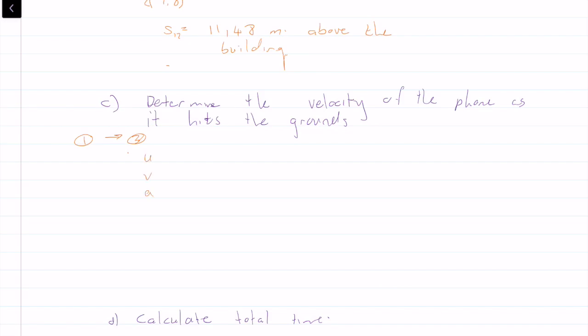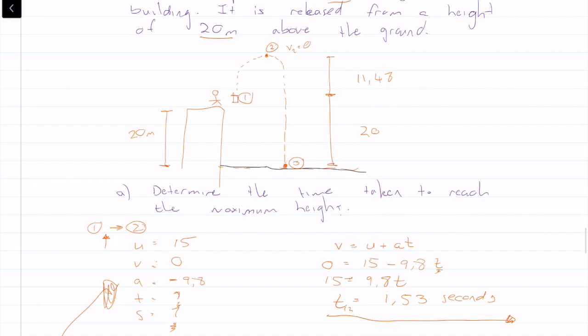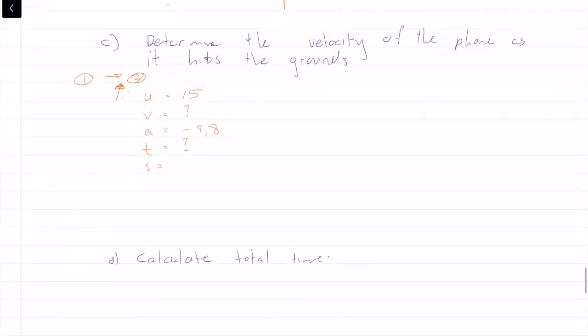So if we draw up our UVAT, I'm going to take upwards as being positive once again. Our initial velocity was 15 meters per second. Our final velocity is the unknown, which I'm looking for. Our acceleration is minus 9.8 meters per second squared. The time is also unknown, and the displacement. So what is my displacement? If I look at the displacement from point 1 to point 3, I'm going from 1 to 3. So that's 20 meters down, so that's going to come out as minus 20. My displacement is minus 20. It's very important that you get this sign correct.